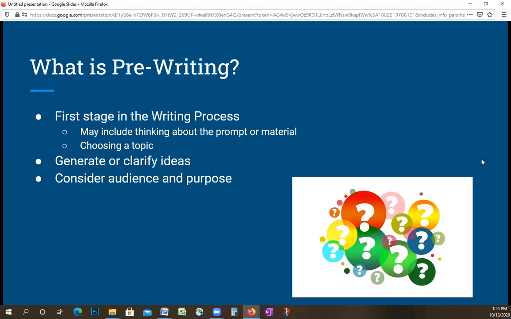Specifically, it is not only that first stage in writing, but it's when we are thinking about our topic, our prompt, we're choosing our topic, and then we have strategies that we use to generate and clarify ideas. And it's also when we consider our audience and the purpose of our paper. It's when we really start to lay the foundations for what we're going to be writing.